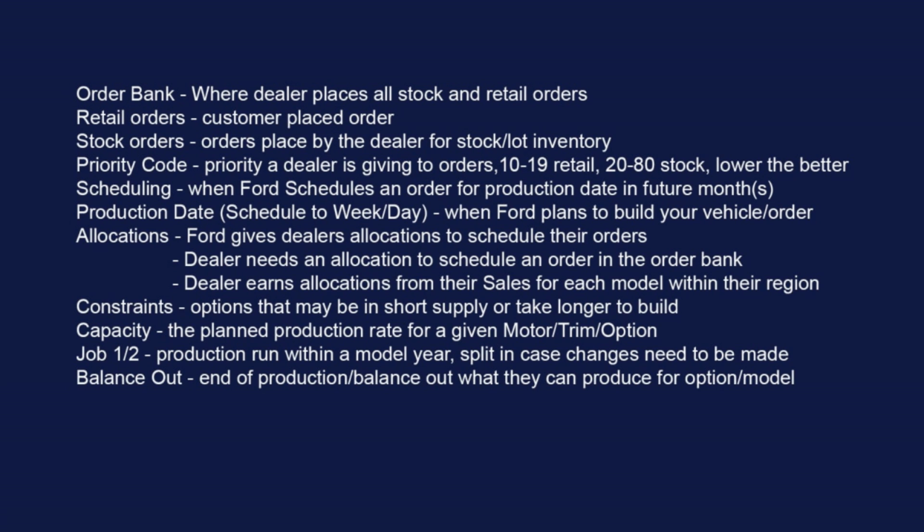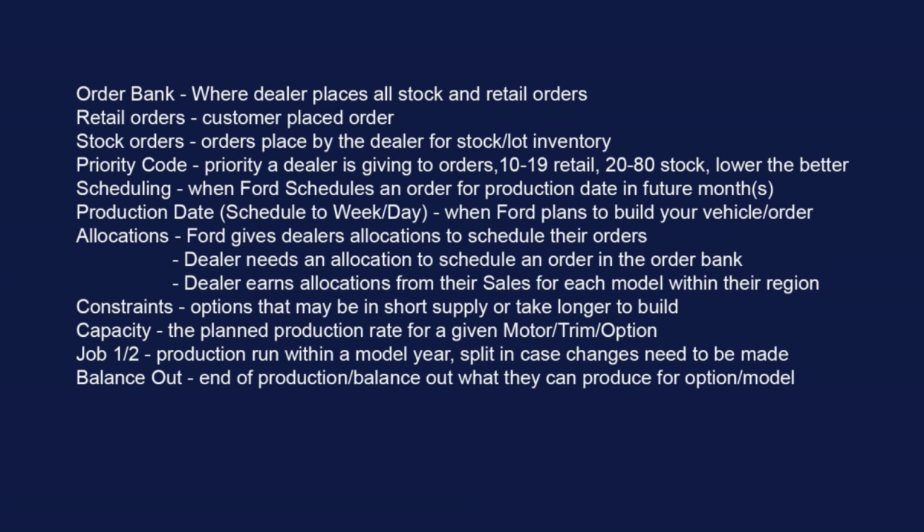Priority codes. Now, a priority code is attached to those orders. It can be anywhere from an 03 to a 19 for retail. I need to update this slide. I say that every week, but I need to get that updated. 20 to 80 is for stock. Lower is better. So retail orders will always be looked at first with the same configuration. Configuration is looked at first, priority is next, and then when the order was submitted is third.